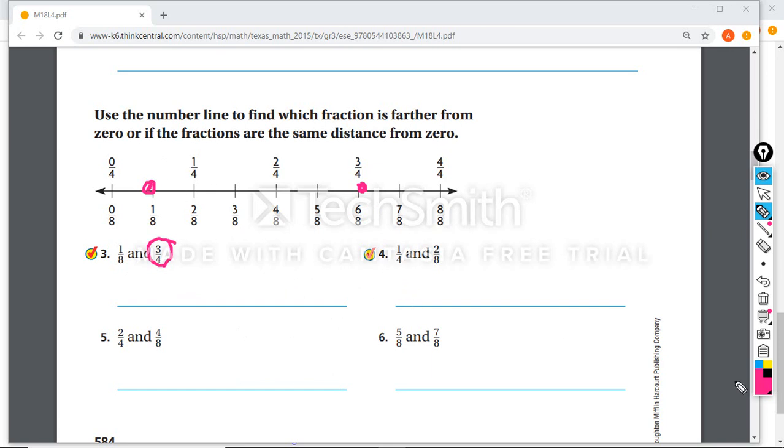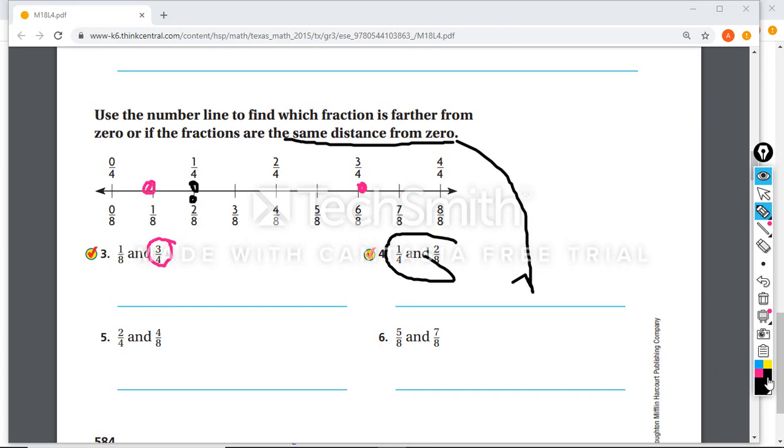Okay, the next one. 1/4, and notice what I'm doing. I'm just plotting them. 1/4 and 2/8. So which one is farther from 0? They're not. They're the same distance from 0. So that's your answer here. Same distance from 0, because 1/4 is equal to 2/8.